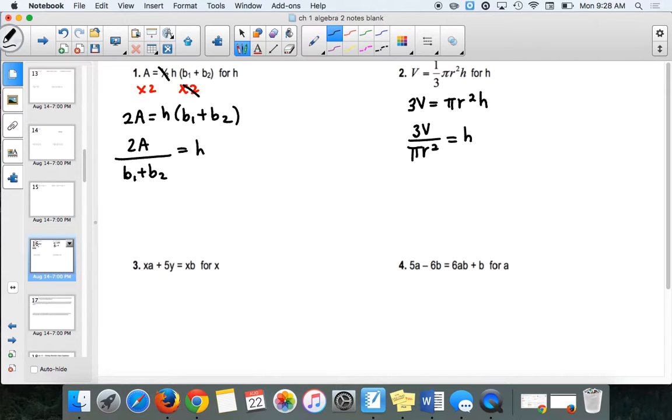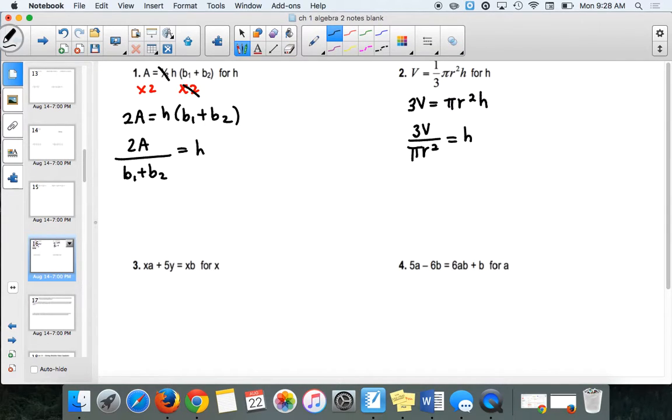Now, if you had done one thing at a time, it's a little bit messier. So let me kind of show you that. You would have done 3V over pi, but then you'd still have r squared h. And then you'd have to divide by r squared. So see how that creates a fraction within a fraction. So it's easier to do it all at once instead of thinking, okay, I have 3V over pi divided by r squared, so I'm going to flip it, so it's 1 over r squared, you see? So it's just a little bit easier if you do that all at once.